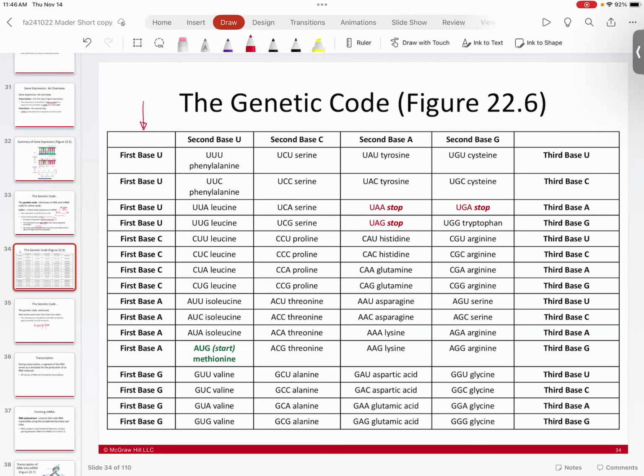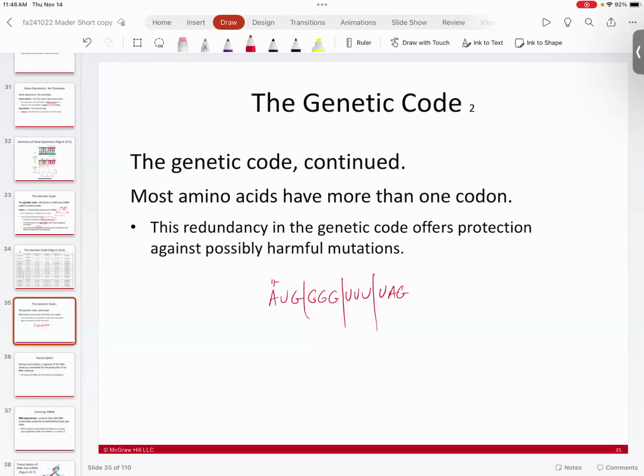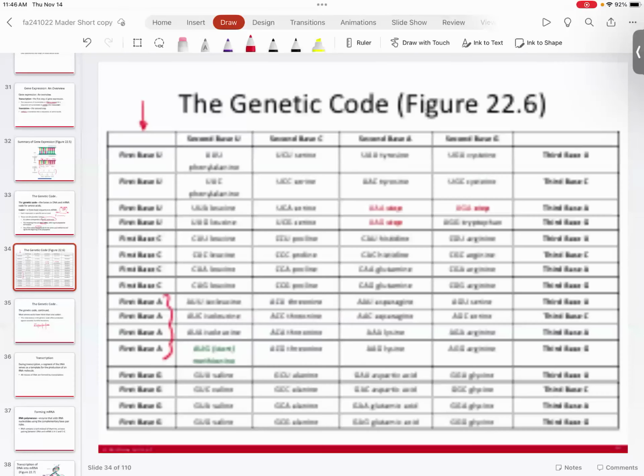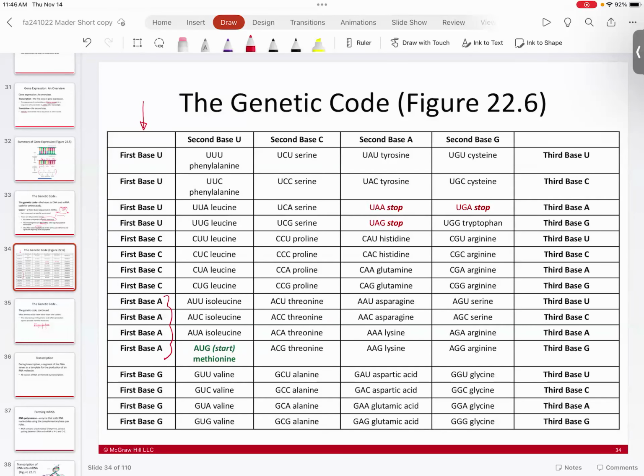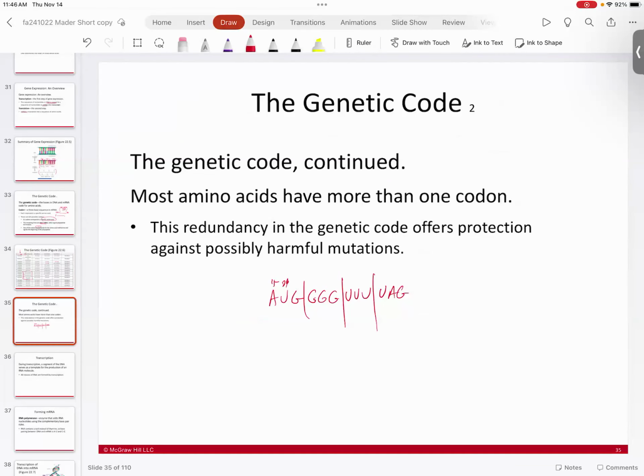And so I can just go and find my A. So here's my A cluster there. And then the second one, which is going to be U, is going to be found along, second ones are going to be found here. So you can see the second base is U, so it's going to be in this column. So where these 2 columns intersect, that's basically where it's going to be. And my third one is a G.